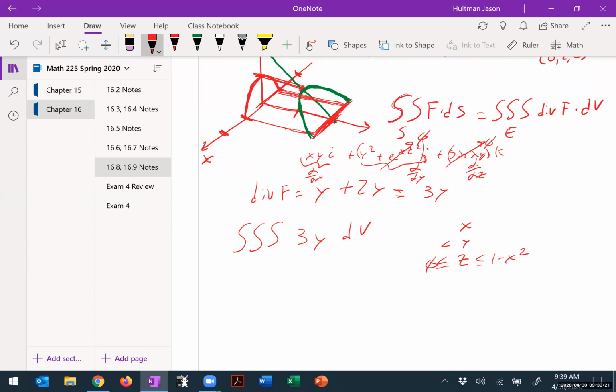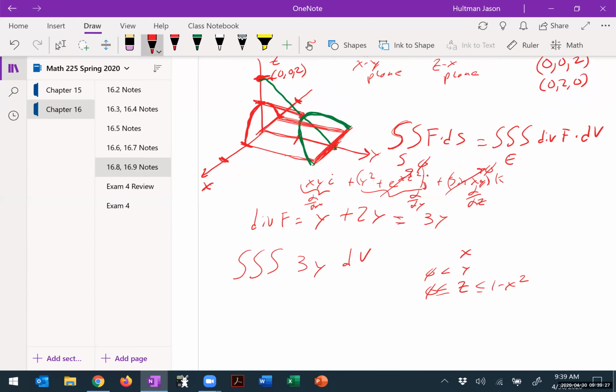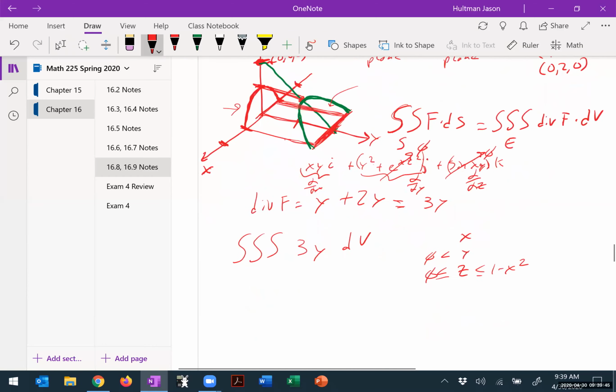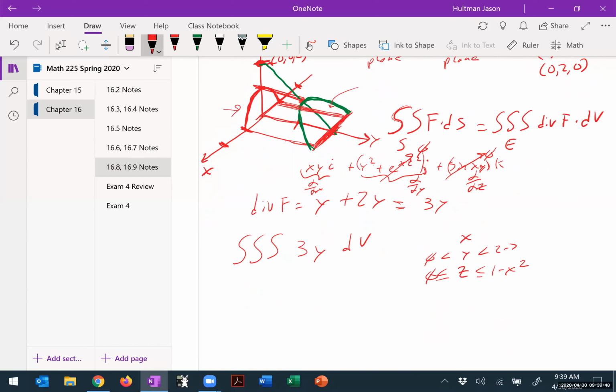Well, y is being restricted from 0 to what? This is y here. So y is being restricted from the plane y equals 0, which is this thing here, to the plane y equals 2 minus z. Does that make sense? Because it was y plus z equals 2, so 2 minus z is equal to y. So that's the plane 2 minus z, with respect to y.